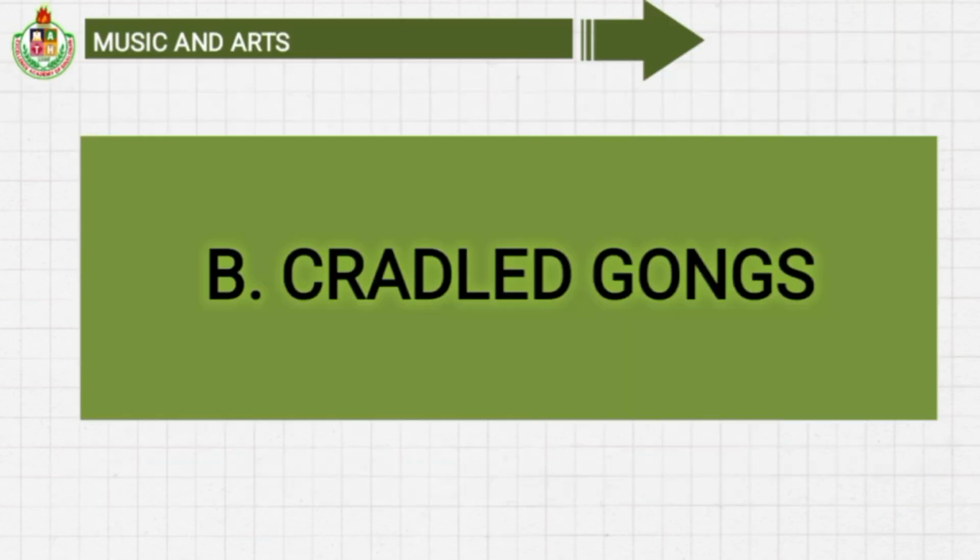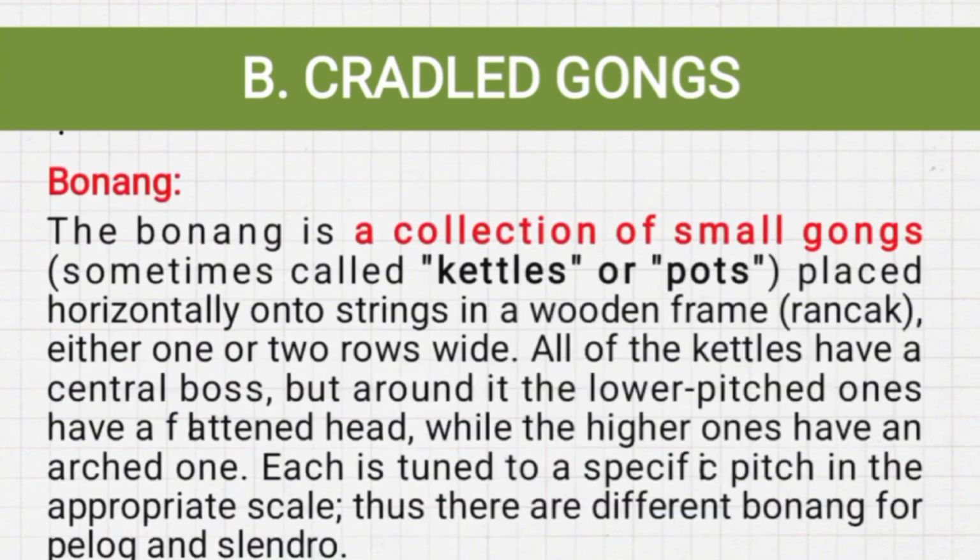So next, we have the cradled gongs. For the cradled gongs, we have the bonang. Ang sabi po dito sa bonang, it is a collection of small gongs, sometimes called kettles or pots. So maliliit po siyang mga gongs.